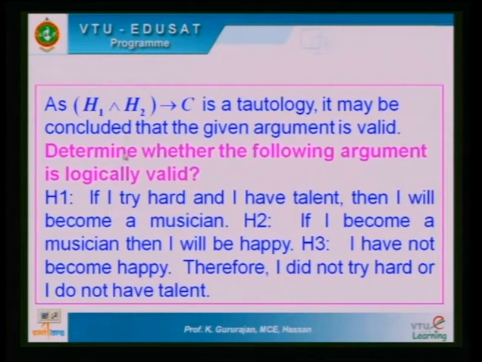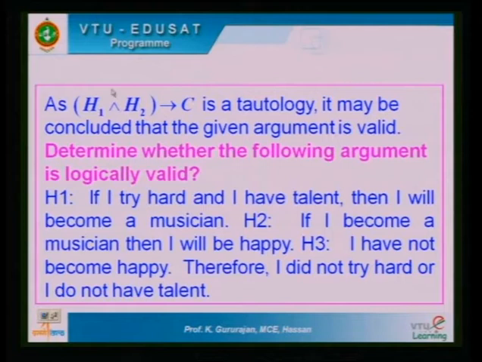Now, here you can notice that there are four variables. These are the three premises we have. If I try hard and I have talent, then I will become a musician. The second premise: if I become a musician, then I will be happy. The third premise says that I have not become happy, I am not happy. Therefore, the conclusion is either I did not try hard or I do not have the talent.